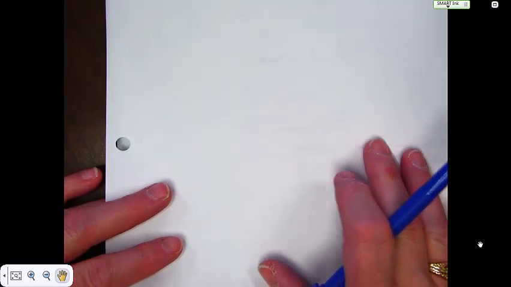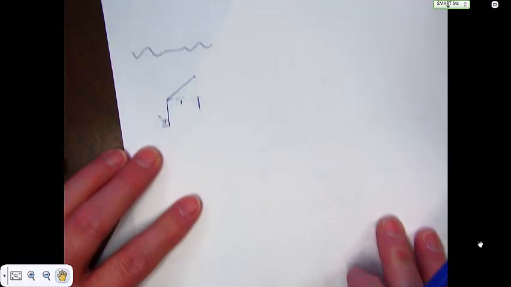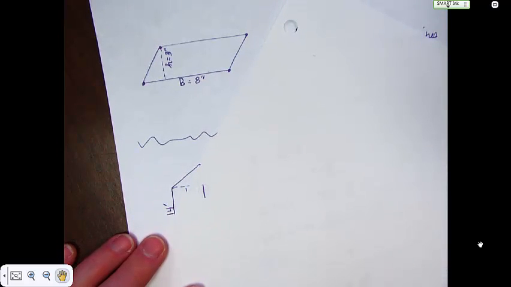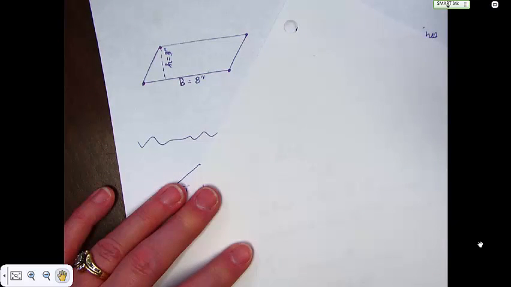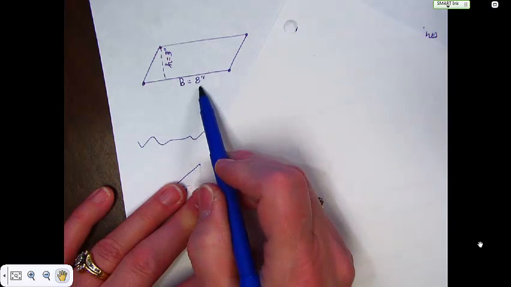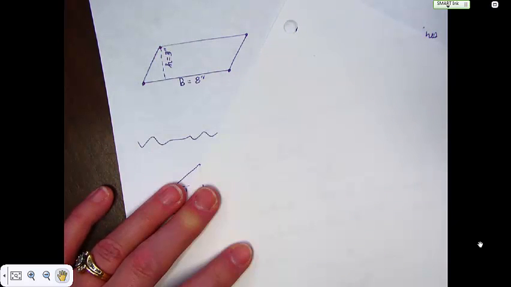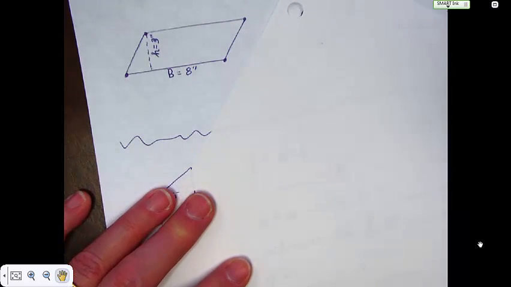Okay, we're going to do just a couple of practice ones. What if you have a parallelogram that looks like this? You have a base of 8 and a height of 3. And I'm going to just zoom in just a little bit so you can see it just a little better. There we go. A base of 8 and a height of 3.